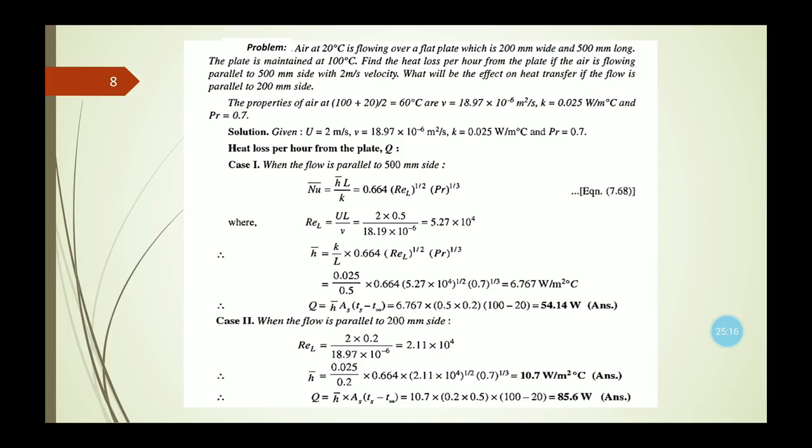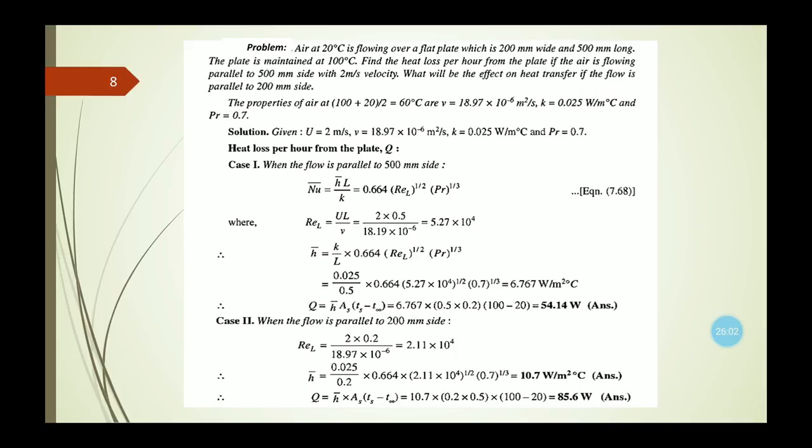So let us move to the next page with a new numerical that is given as: air at 20 degrees centigrade is flowing over a flat plate which is 200 millimeter wide and 500 millimeter long. The plate is maintained at 100 degrees centigrade. We need to find the heat loss per hour from the plate if the air is flowing parallel to the 500 millimeter side with 2 meter per second velocity. What will be the effect on heat transfer if the flow is parallel to the 200 millimeter side?